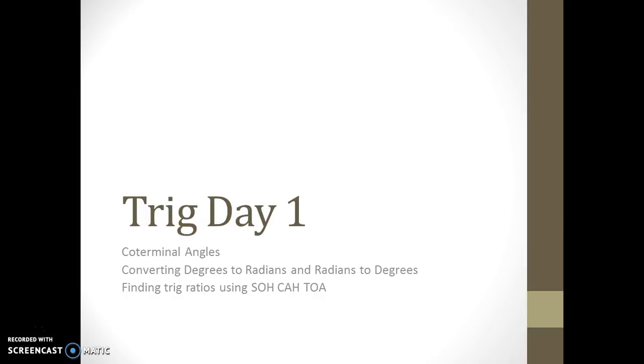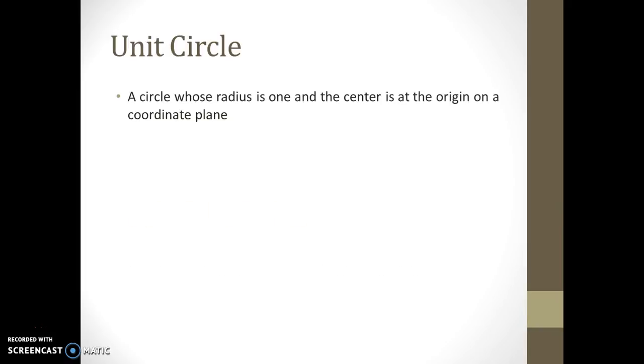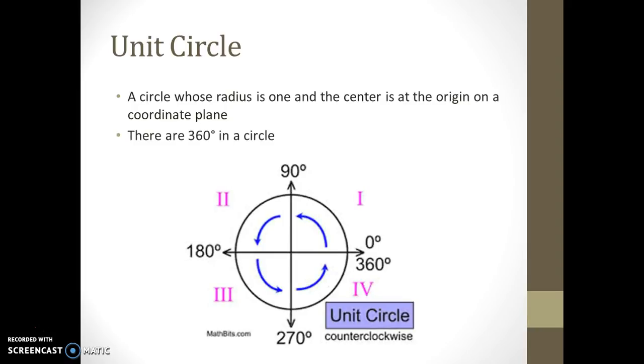We're going to talk about coterminal angles, converting radians to degrees and degrees to radians, and finding trig ratios using SOHCAHTOA. So the first thing we're going to do is the unit circle, and it is a circle whose radius is 1, and the center is at the origin on a coordinate plane. There are 360 degrees in a circle, and this is what a unit circle looks like.